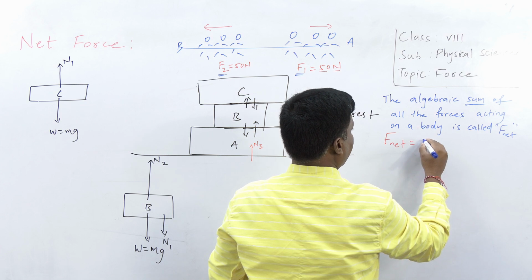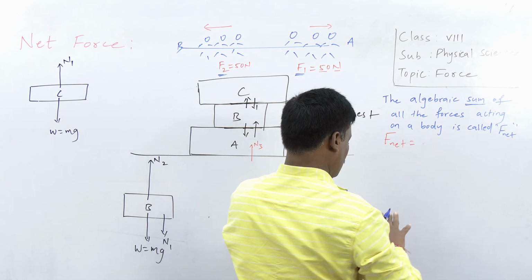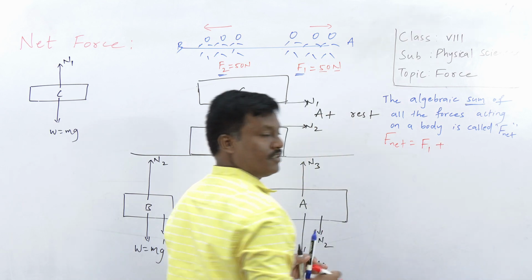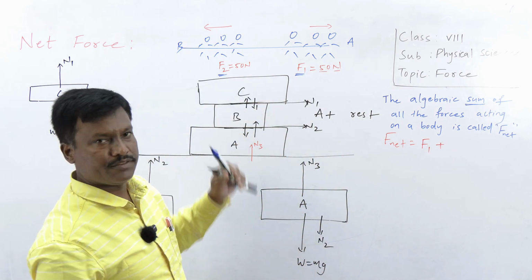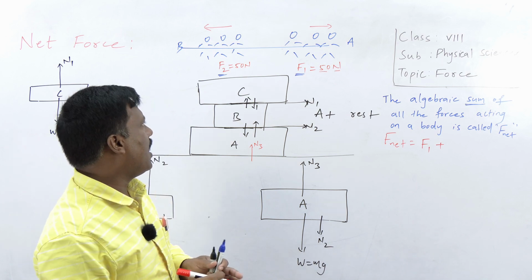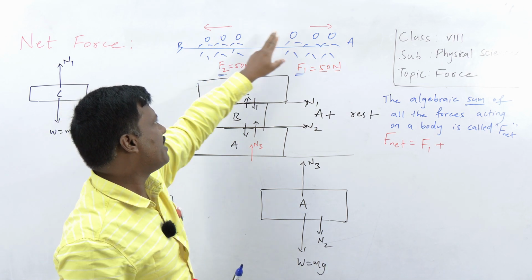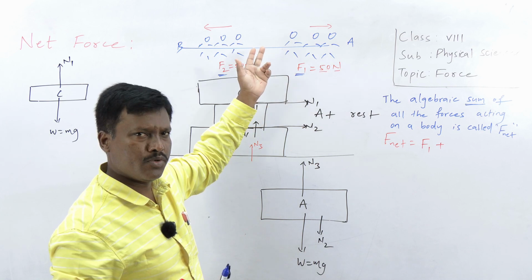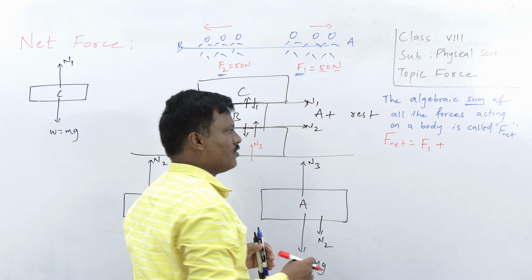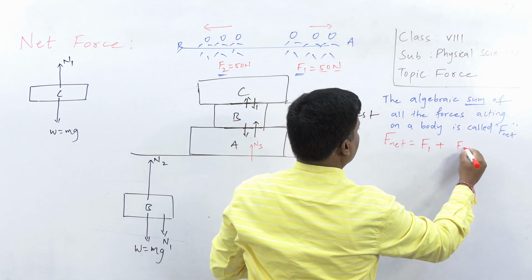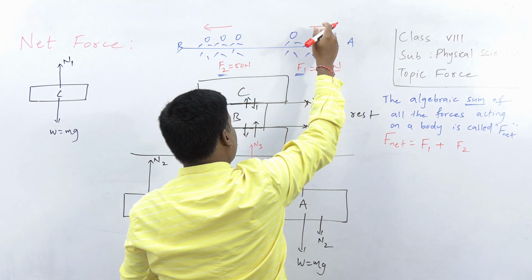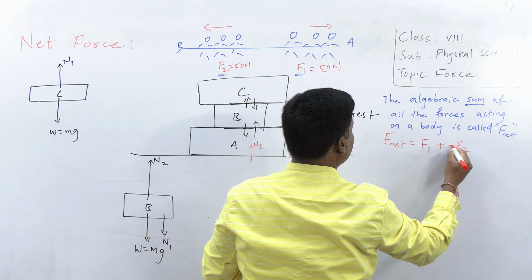One is F1. Okay, I'm going to add those forces. F1 plus. We are adding, right? But while adding, we have to understand one important thing. Are these forces acting in the same direction or opposite direction? Opposite direction. When forces are acting in opposite direction, we have to add the forces like this. One force acting in one direction, the other force direction is opposite to the first force. That is why we have to take the negative sign.